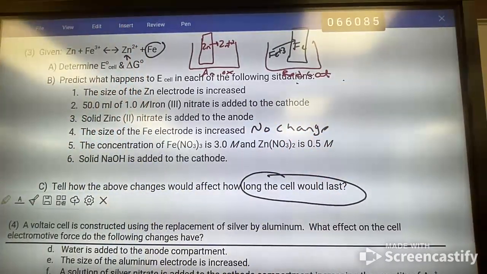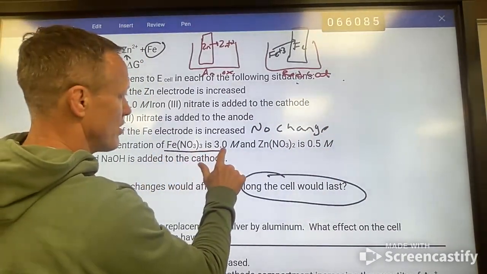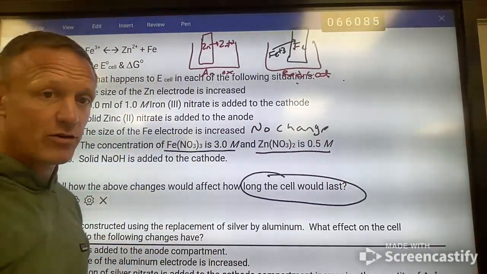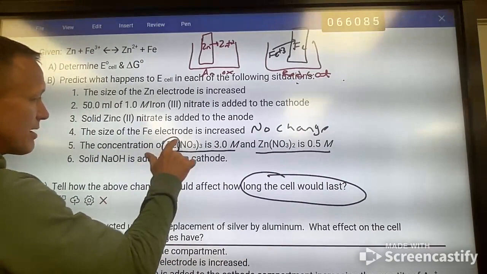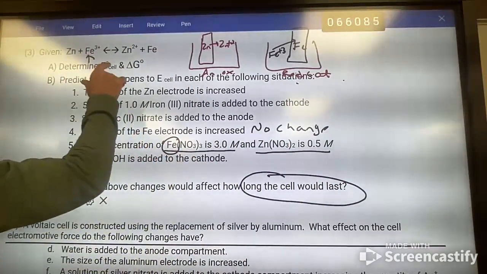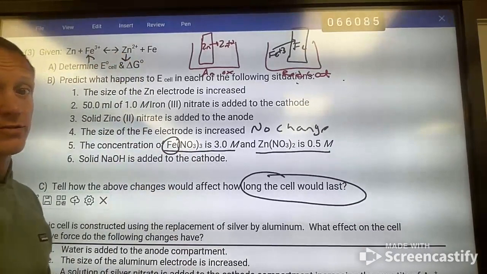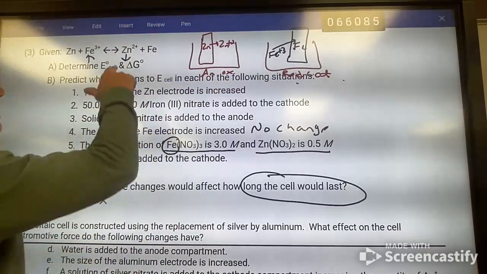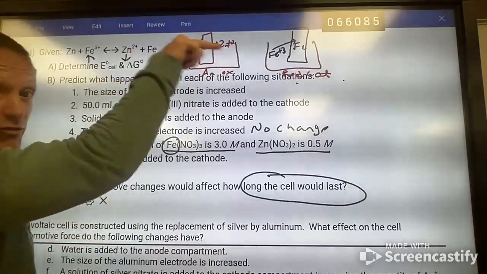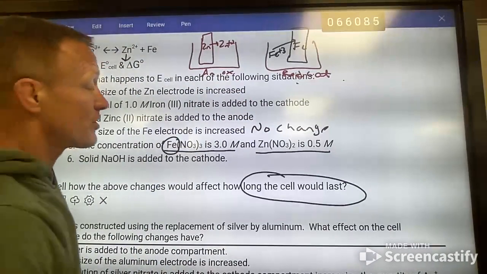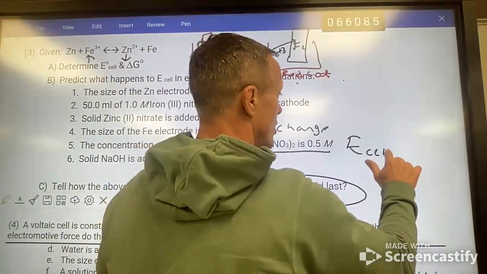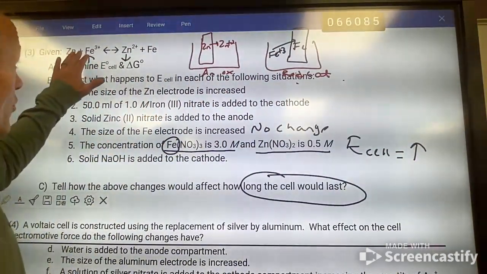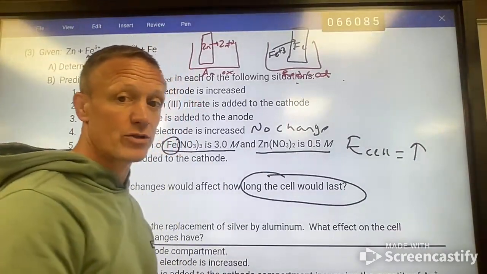Fifth one, the concentration of iron nitrate is 3 molar, and this is 0.5 molar. So normally they're at standard conditions, they're both 1 molar. So we're increasing the iron concentration, decreasing the zinc concentration. Well, increasing the iron concentration means the equilibrium wants to shift to the right, try and use up those iron ions. Decreasing the zinc concentration, equilibrium wants to shift right, try and replace those zinc ions. So your cell potential here would definitely increase. In terms of how long the battery would last, we now have more of one of the reactants. So it would be a longer lasting battery.